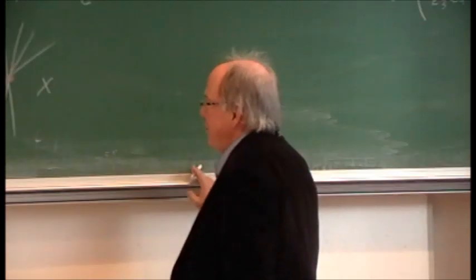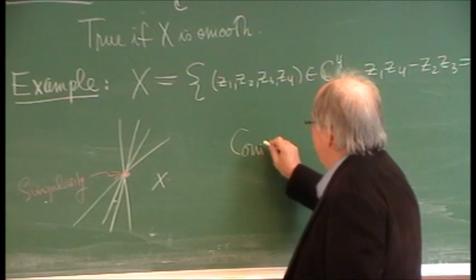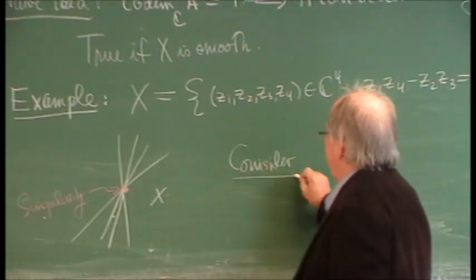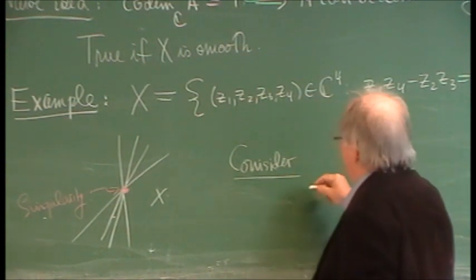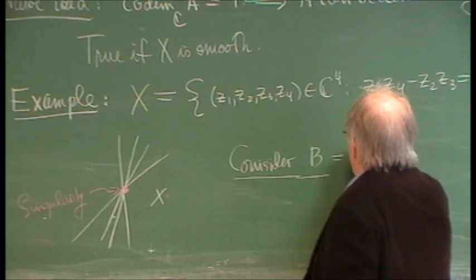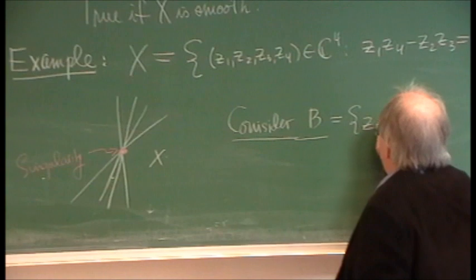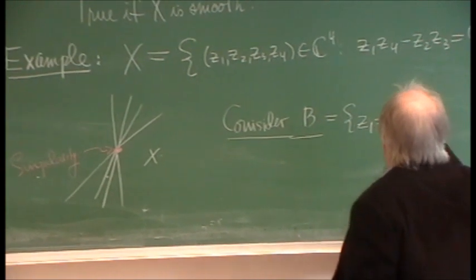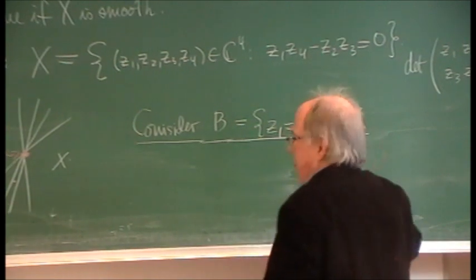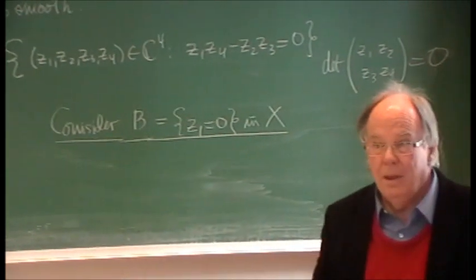you do something about the simplest thing you can think of. Consider A. So let's say not A, but let's say first of all B, which is equal to Z1 equals 0 in the cone. Okay, in the cone.